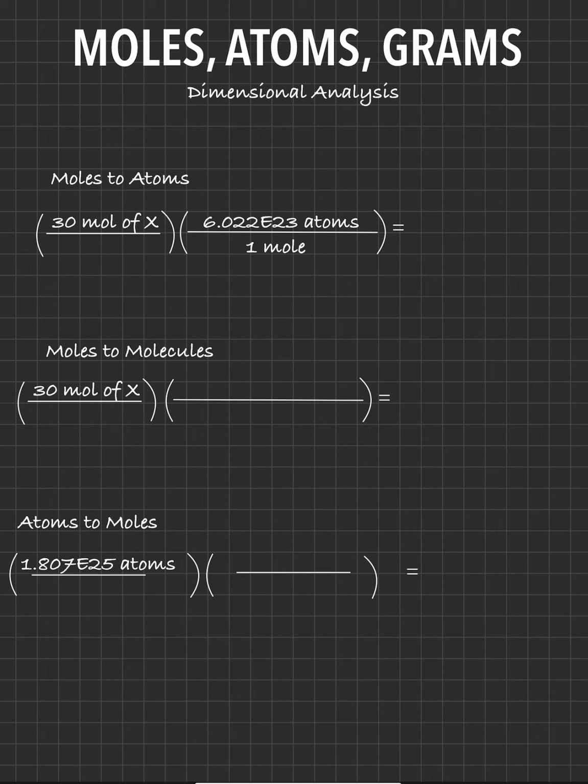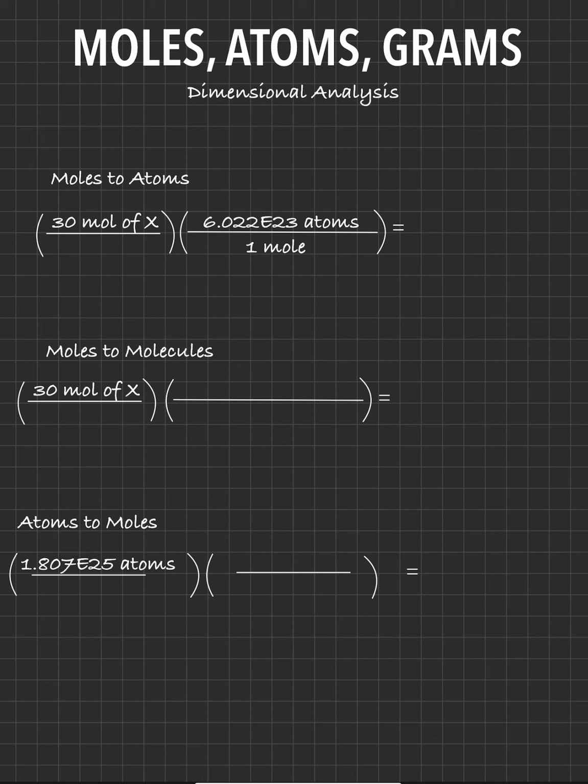Another thing is, if you're in high school, you're probably using 6 times 10 to the 23. In college or university, we use 6.022 times 10 to the 23. Check with your teacher or your professor what number they want you to use. But usually it's going to be 6.022 times 10 to the 23. Well, that's pro tip number 1.